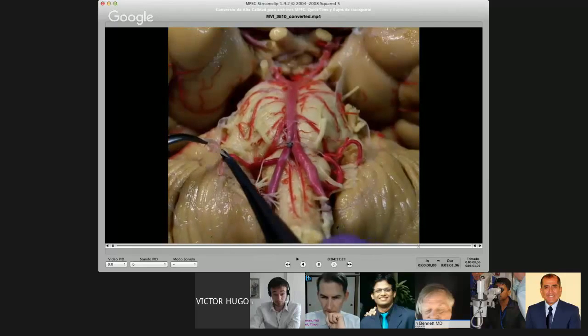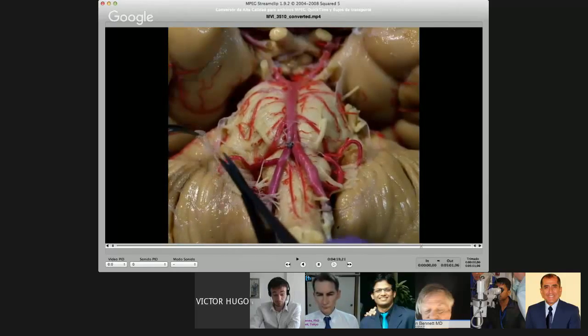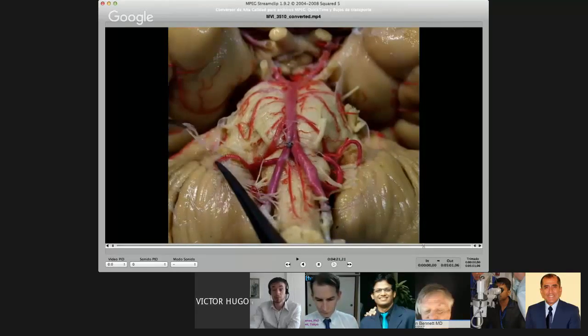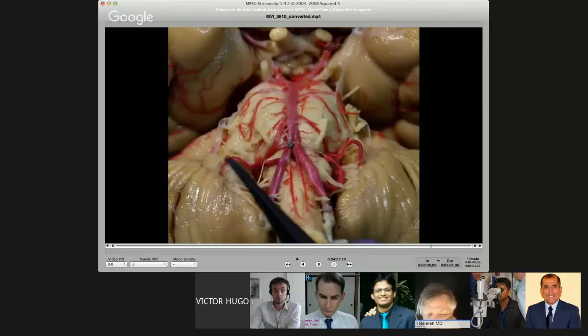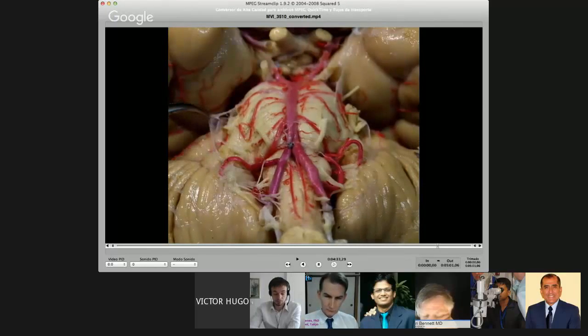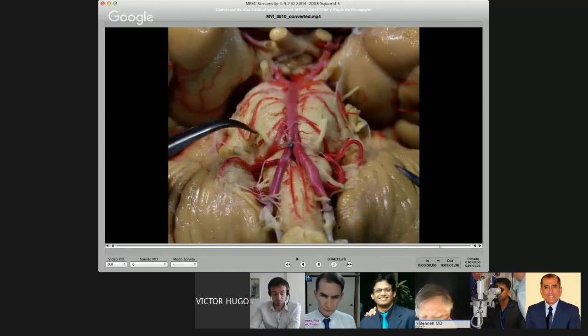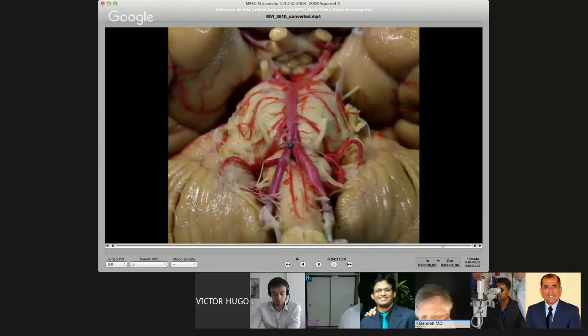Here with the cursor, you can see how the vertebral artery passes between the hypoglossal nerve. The 6th cranial nerve, 7 and 8.